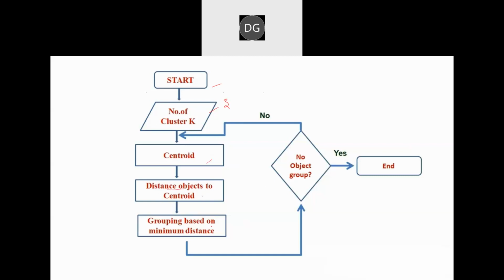Then it will group based on the minimum distance from the centroid. Whichever point is closest to a centroid, it will group into a single cluster. Okay, and it will check whether any object moved group. If no is your answer, again it will start its iteration. Iteration 1, iteration 2, until this becomes yes. Until it becomes true, it will continue this process. Once it becomes yes, it will stop the iteration. Okay, clear?